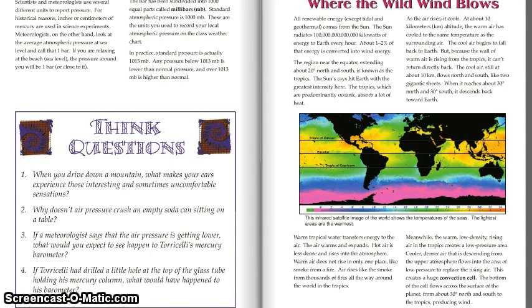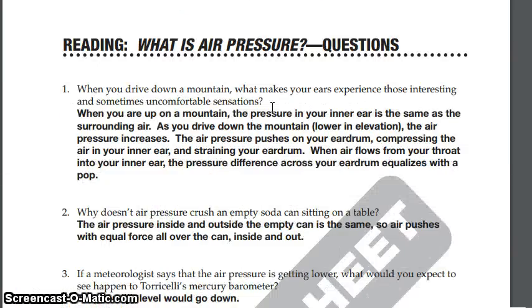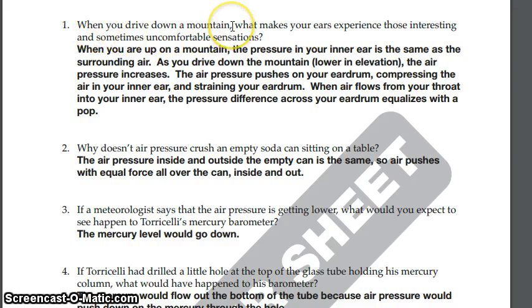With the different think questions, we can go over those. If we were driving down a mountain, what makes those interesting experiences when our ears seem to want to pop, or sometimes that's uncomfortable? When you're up in the mountains, the pressure in your inner ear is the same as the surrounding air. As you drive down the mountain, at the lower elevation, there's an increase in pressure. The air pressure pushes on your eardrum, compressing the air in your inner ear, straining your eardrum. When the air flows from your throat into your inner ears, the pressure difference across your eardrum equalizes with a pop. So it balances out that pressure.